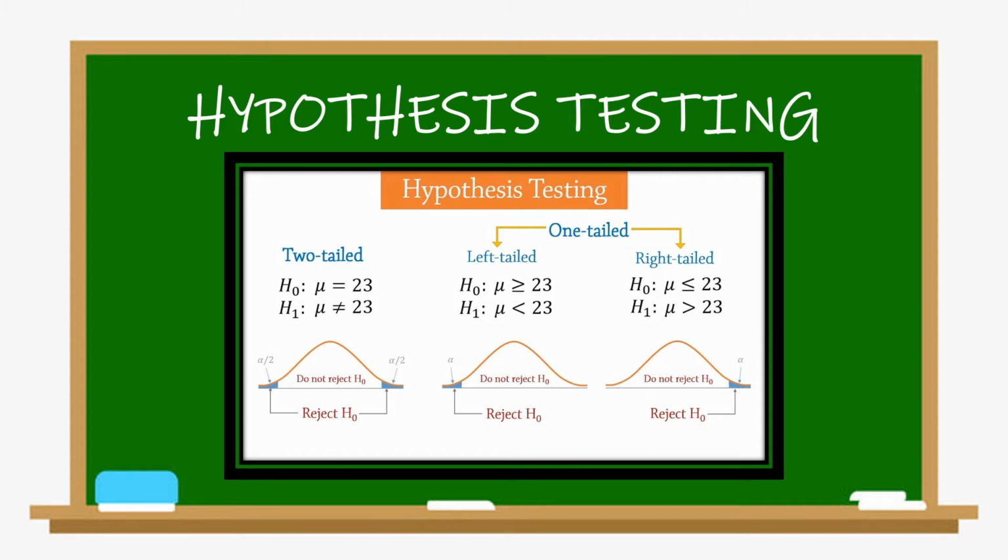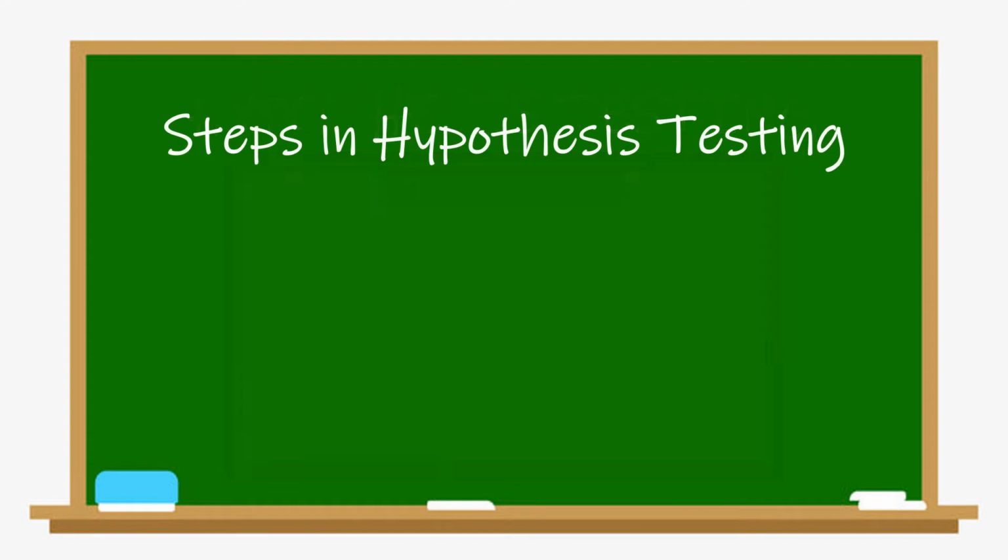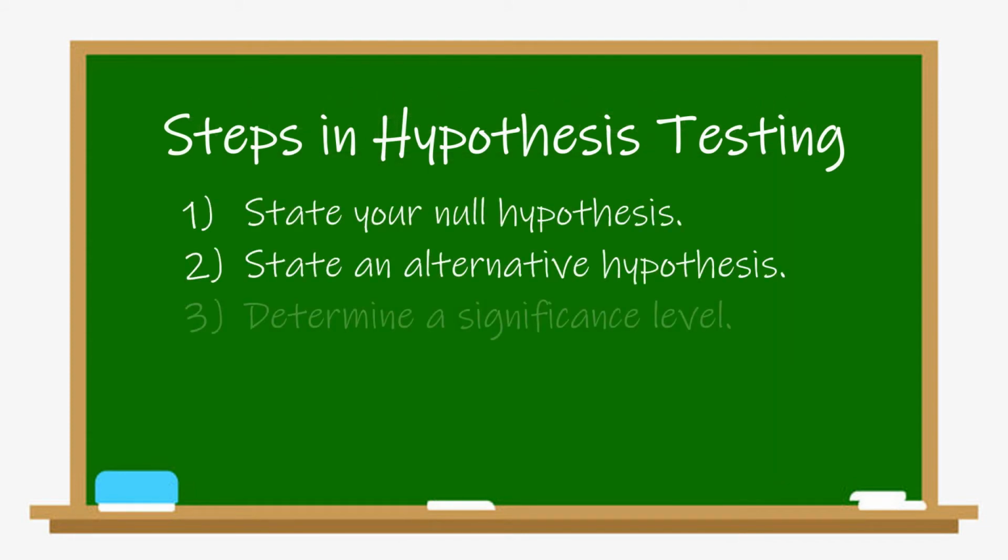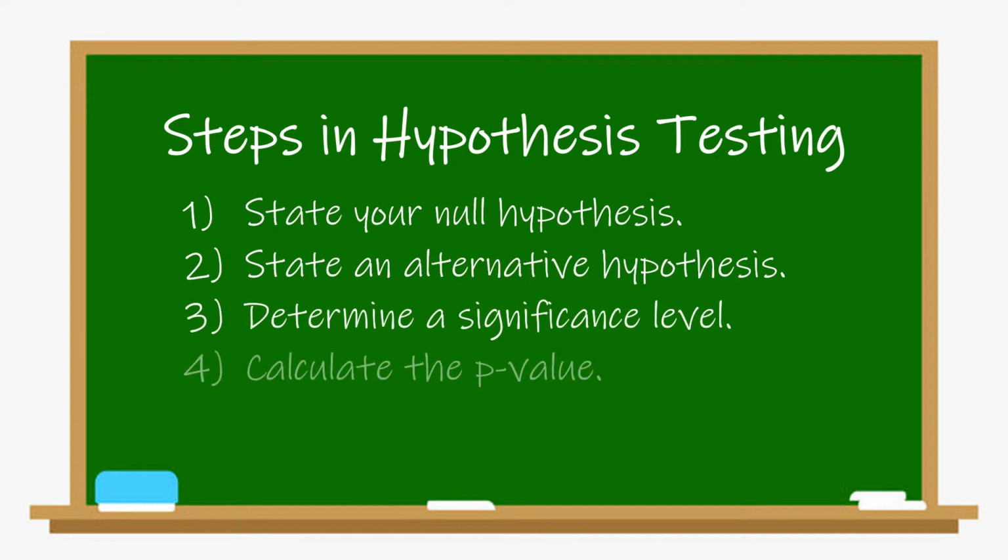So we have 5 steps to test a hypothesis: state your null hypothesis, state an alternative hypothesis, determine a significance level, calculate the p-value, and draw a conclusion. These are the steps in testing a hypothesis, and this will get the final answer. But before that, we also need to know the types of research hypothesis.